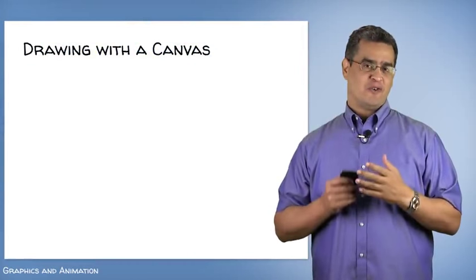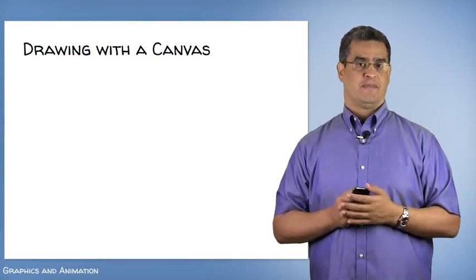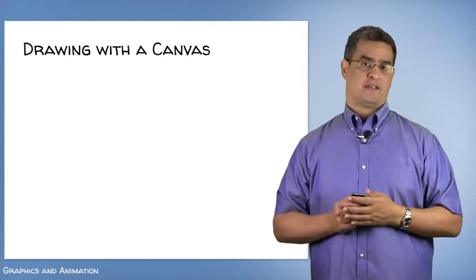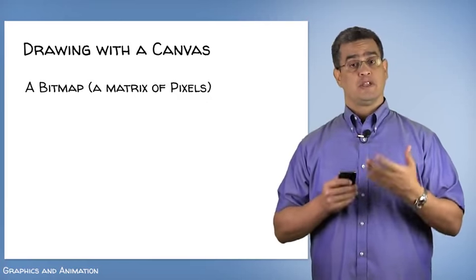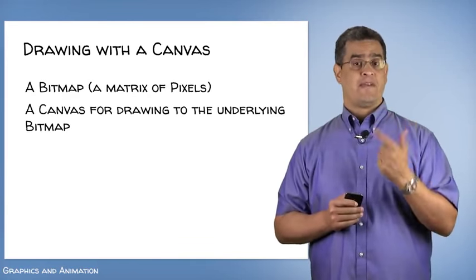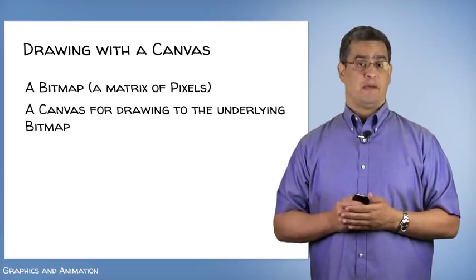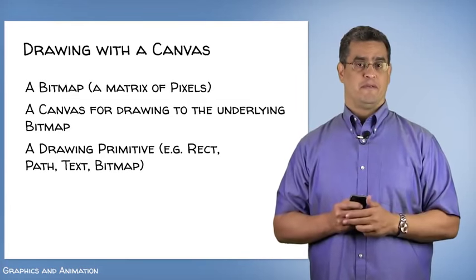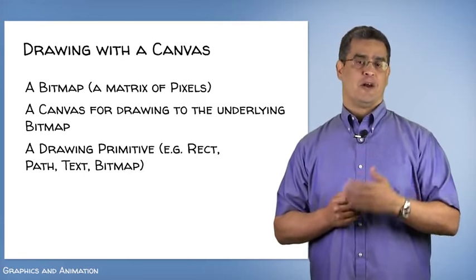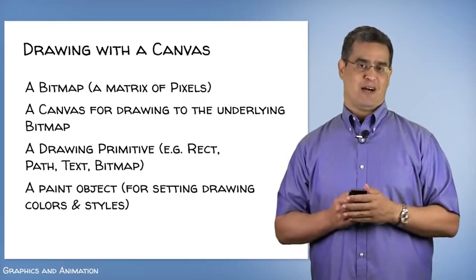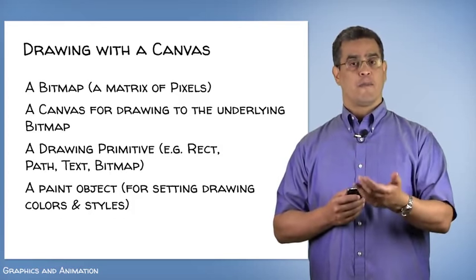Now, if you want to do more complex drawing, you can also draw with a canvas. And to do this, you need four things. A bitmap, which is essentially the matrix of pixels that you want to draw on. A canvas, which hosts the drawing calls that will update the underlying bitmap. A drawing primitive, which represents the specific drawing operation that you want to issue. And a paint object, which allows you to set various colors and styles for the draw operation you want to do.